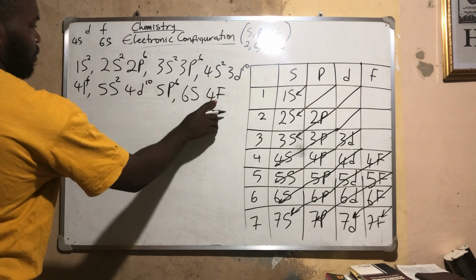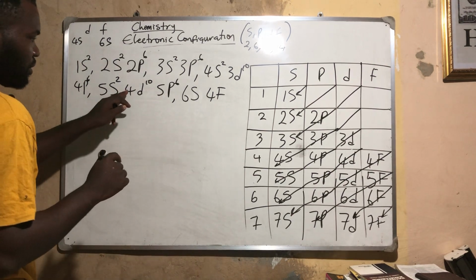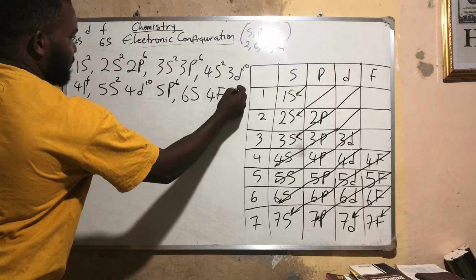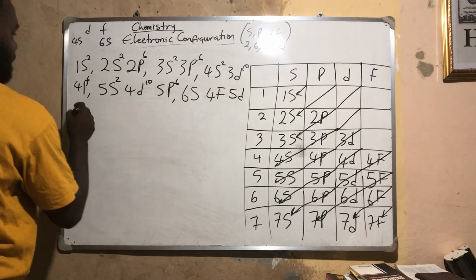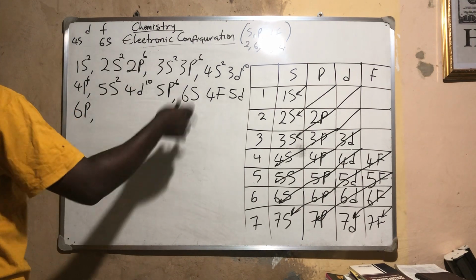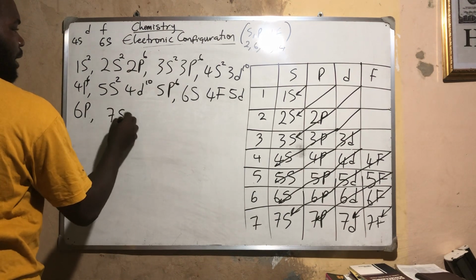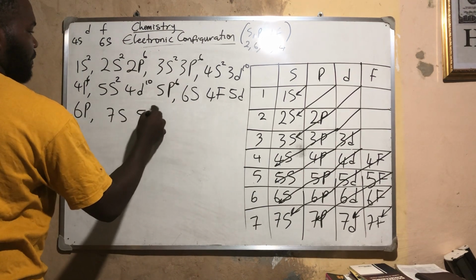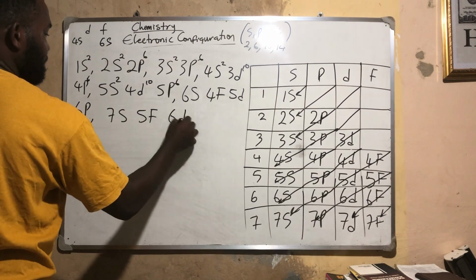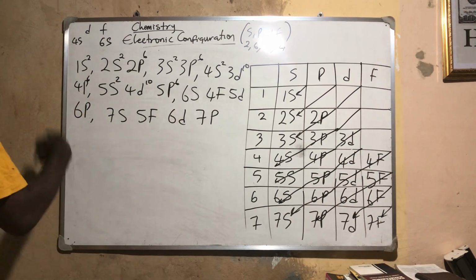Once it has come in, just follow your pattern. I have written my 5s, so the next thing I'm writing is 5d, and then finally 6p. Since they have come in, just keep increasing them the way they are. The next one I'm supposed to write is 7s, 5f, 6d, and 7p. You see, this is how you should continue.